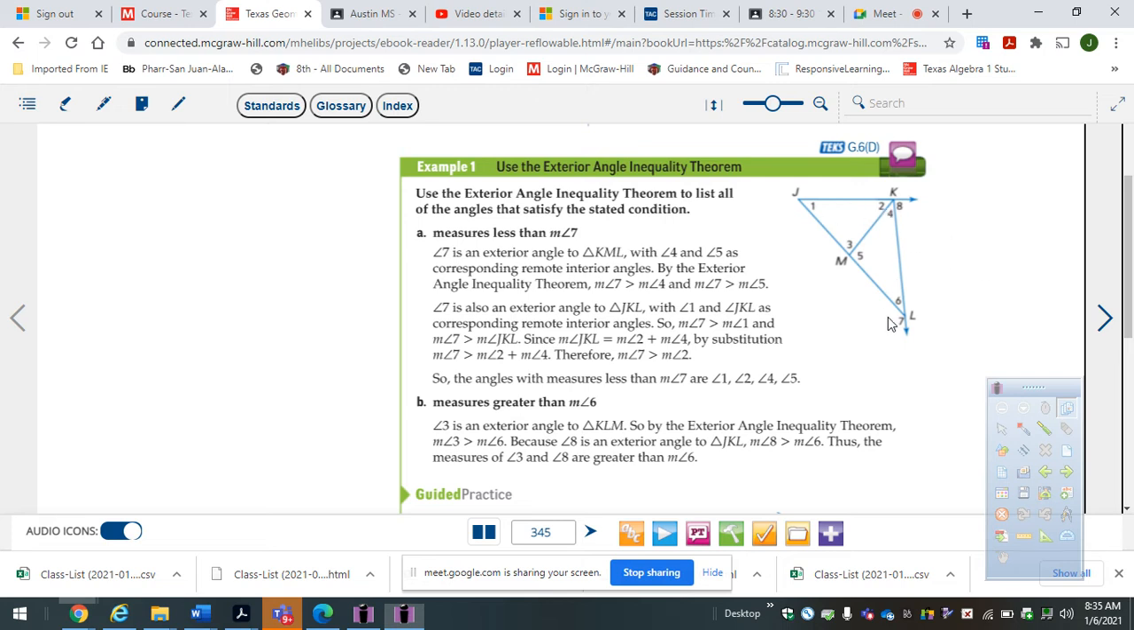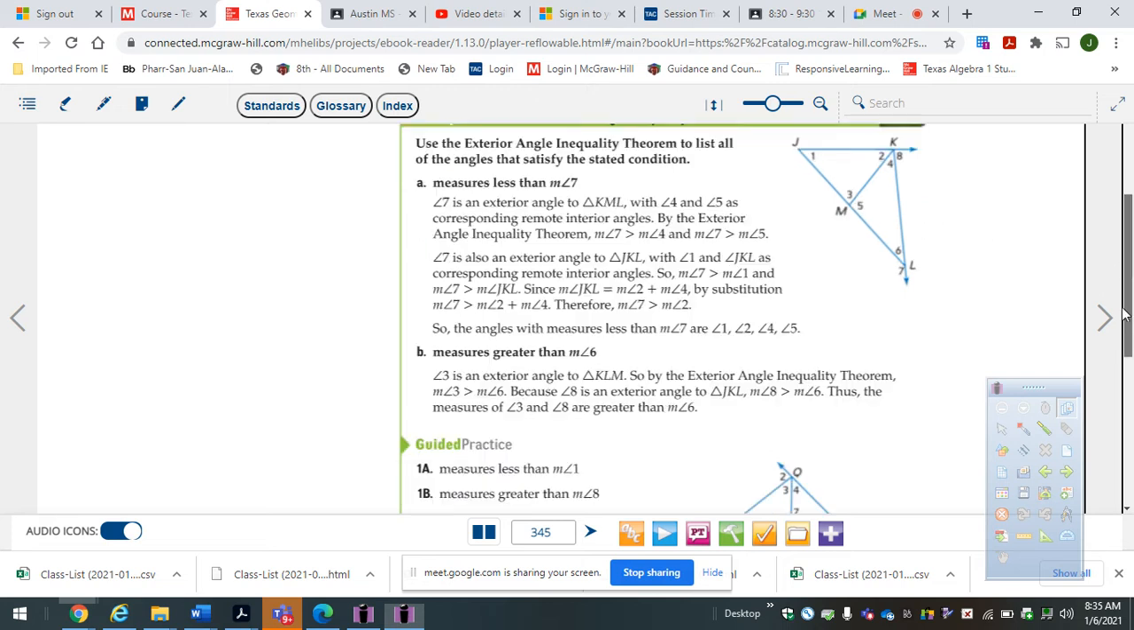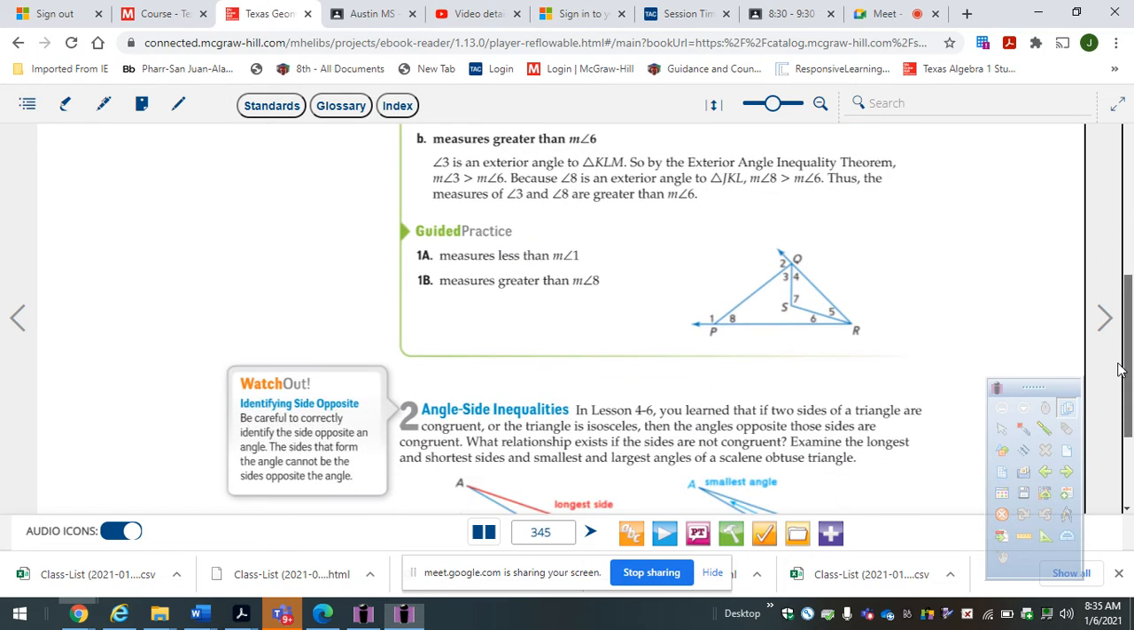And we just figured out that this one was greater than these two and that one. This one was greater than that one and that one. Or this one's smaller than that one and this one's smaller than that one because of that relationship. Measures, okay, we talked about that.